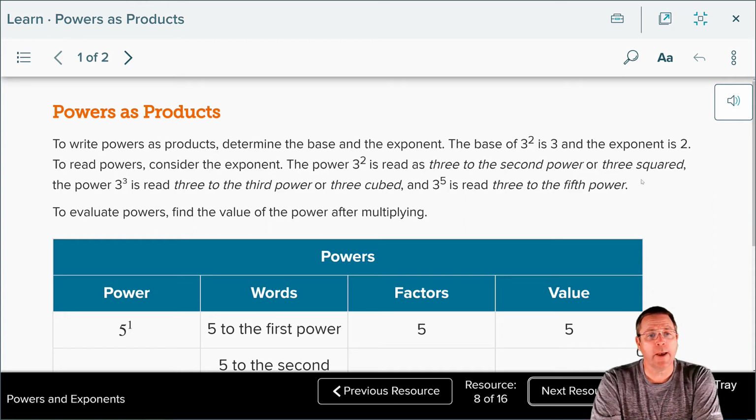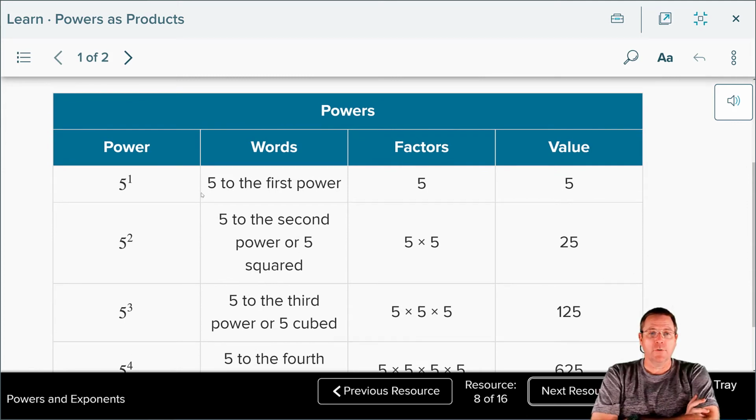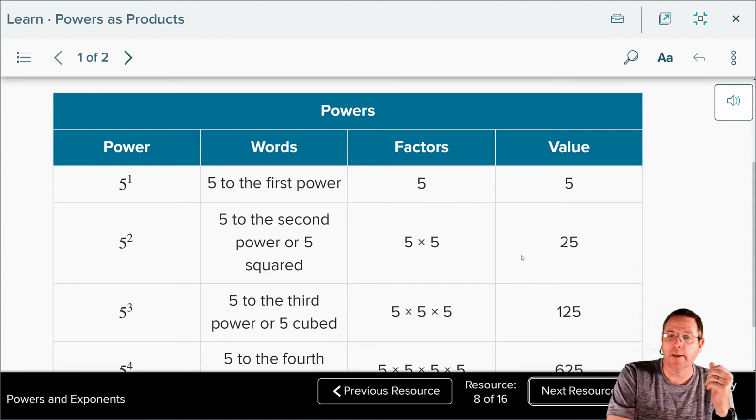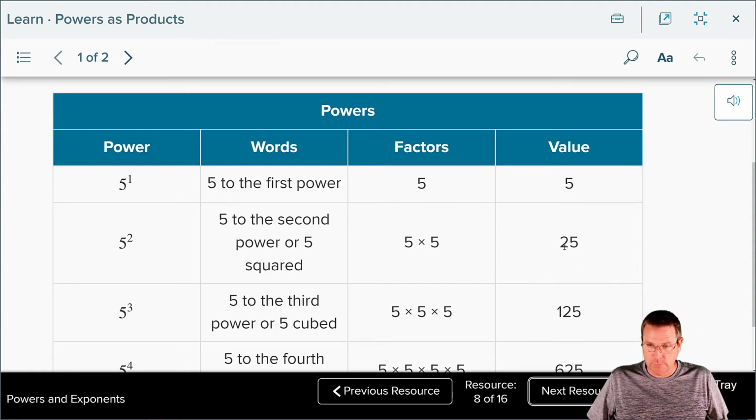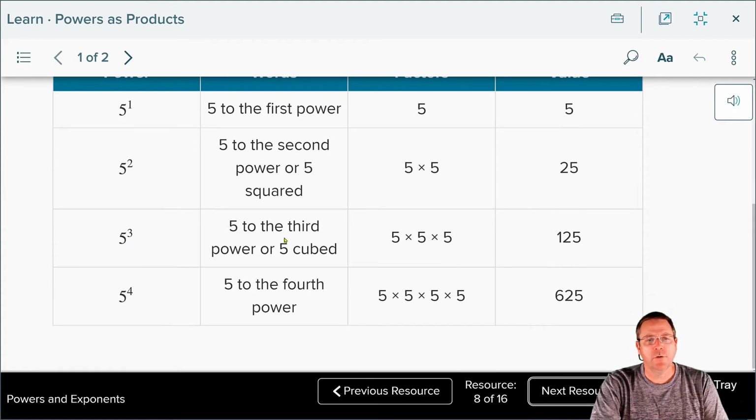So to evaluate powers, we're going to find the value of the power after multiplying. So 5 to the 1st, that's just 5, and so your final answer is going to be 5. 5 squared, that's 5 to the 2nd power, which is 5 times 5, otherwise known as 25. And I just realized my hateful family got rid of my yellow cursor. Hold on. Now maybe you can see it a little better. 5 cubed, that's 5 to the 3rd power, which is 5 times 5 times 5, or 125, and so on through 5 to the 4th power. Really simple stuff to do here.